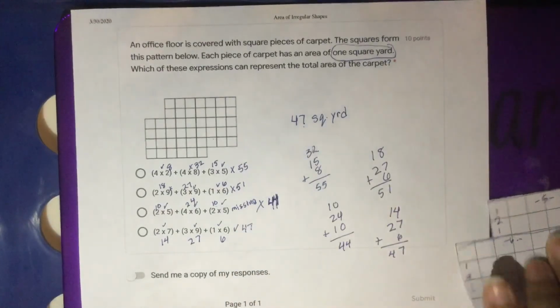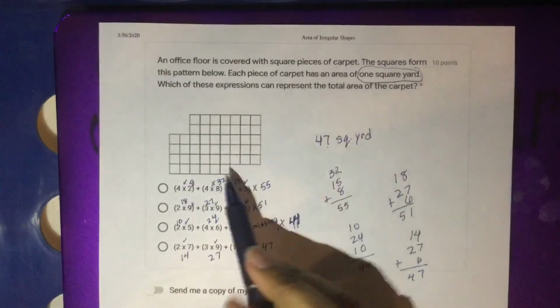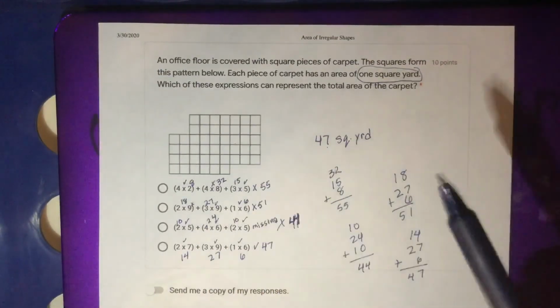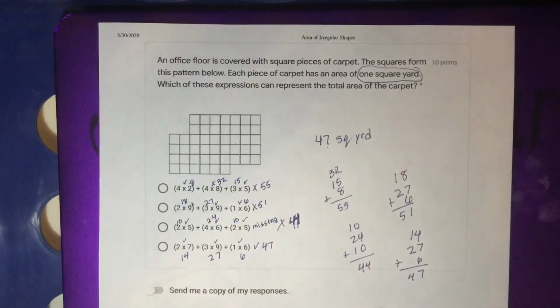Okay, so there were 2 different ways you could look at this problem. Like I said, not all problems you're going to be able to do it. If the grid paper's not there, you may have to look at the measurements on the side. But this was 2 ways that you could answer this problem. I hope this helped you understand the problem.